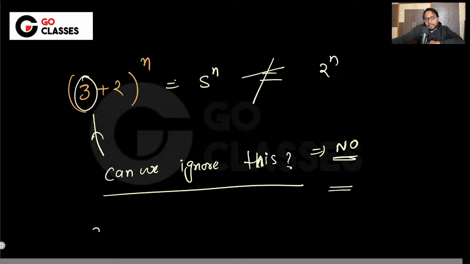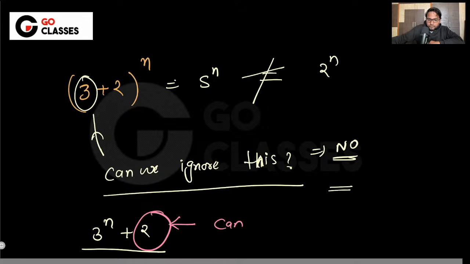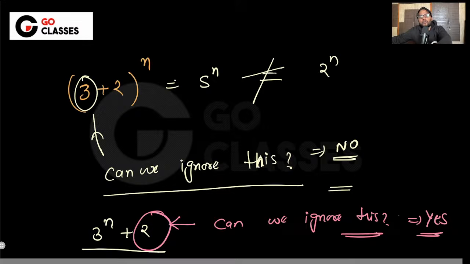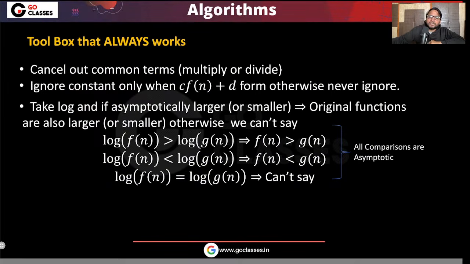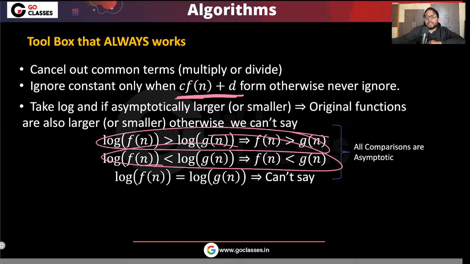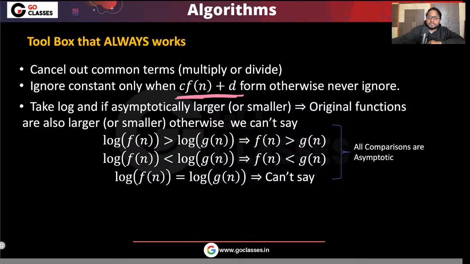But now you tell me, can we ignore this 2? Here the answer is yes, right? So what is the toolbox that always works? We will be ignoring if we can write in this form. And if log n is greater, then it is greater. If log n is lesser, then it is lesser. If log is saying equal, then we can't say anything.